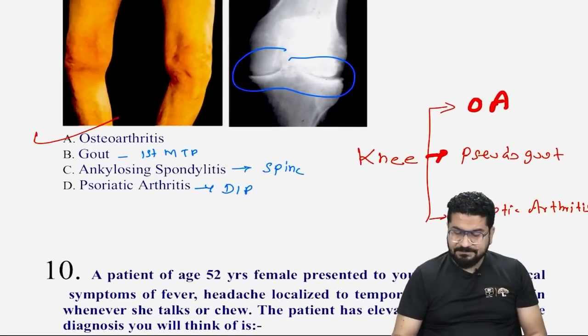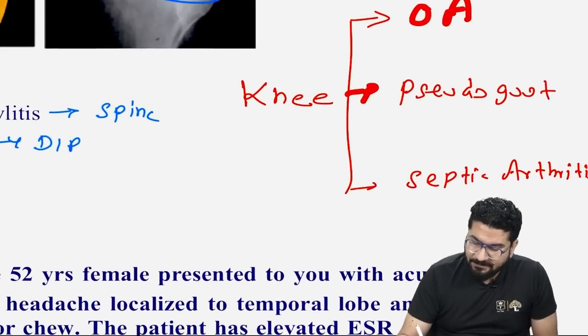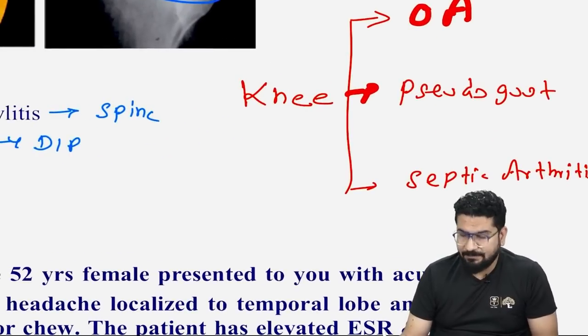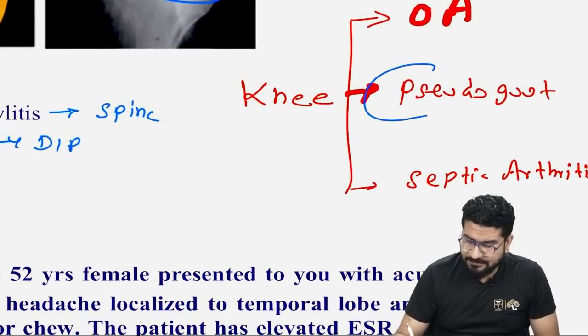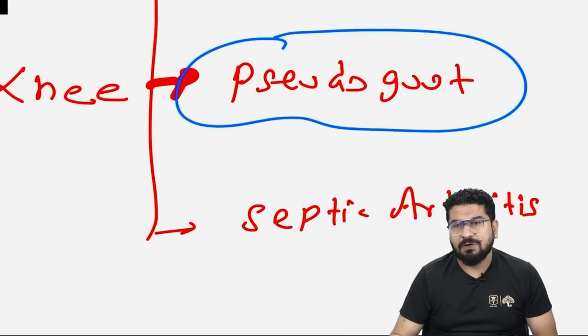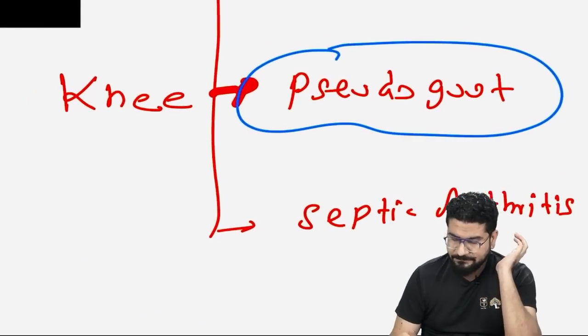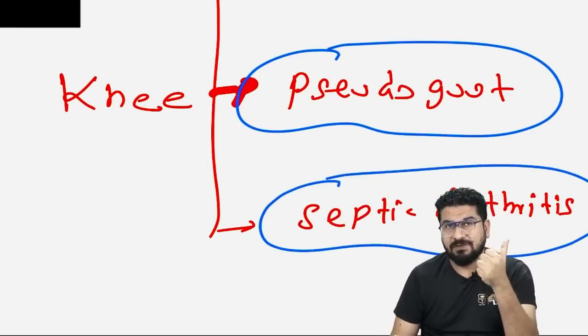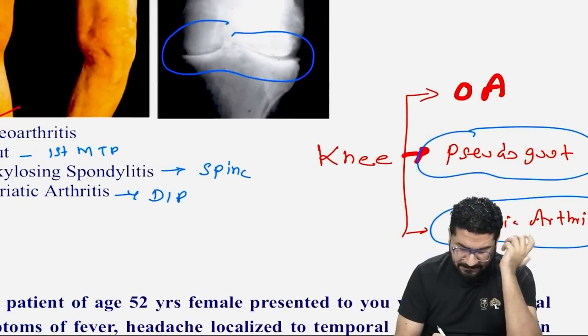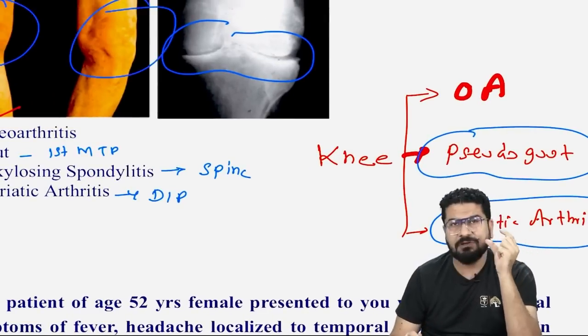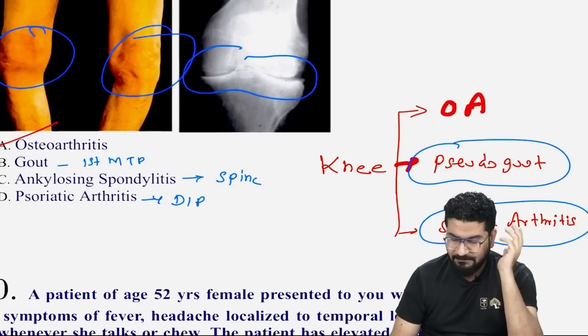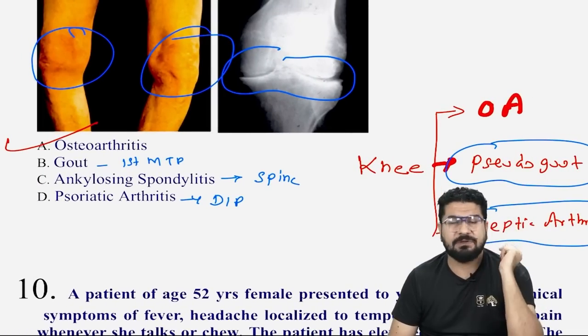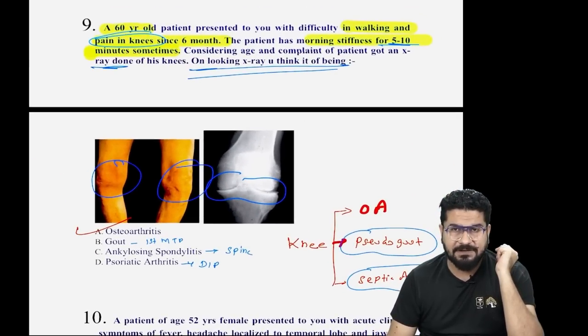But remember, in pseudo gout, they will give you some hint, like calcium hydroxyapatite or calcium pyrophosphate crystal accumulation. They can mention those crystals, or they will give you some history related to calcium overload. In septic arthritis, the patient will be febrile. There will be fever and a swollen knee. You can see there is no such swelling in the knee here. There will be a swollen, painful knee, features of sepsis, and high leukocyte counts. So this is again a case of osteoarthritis.